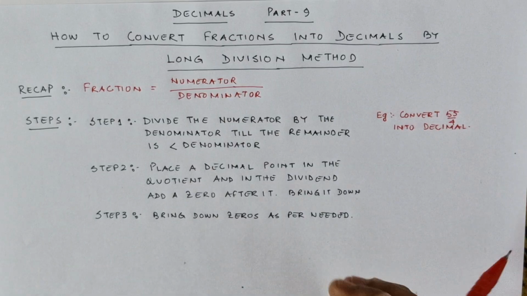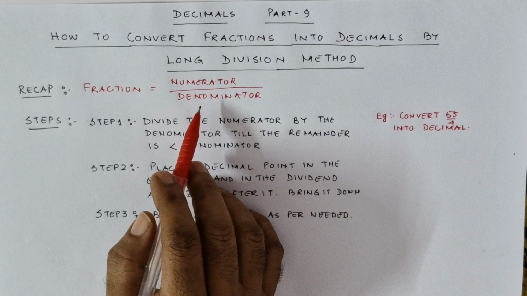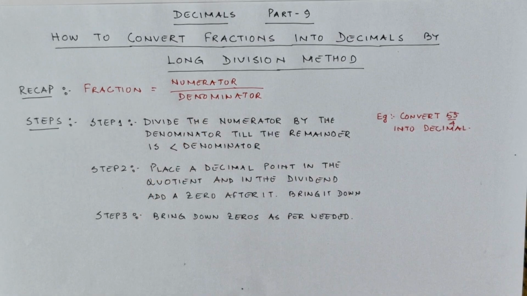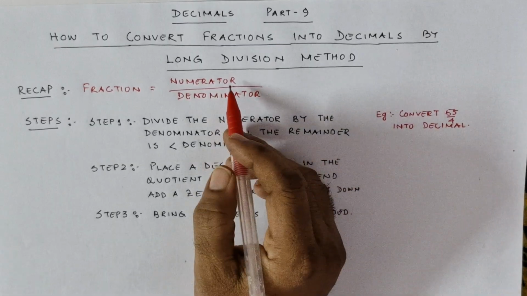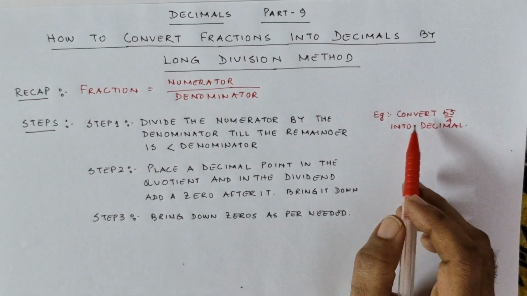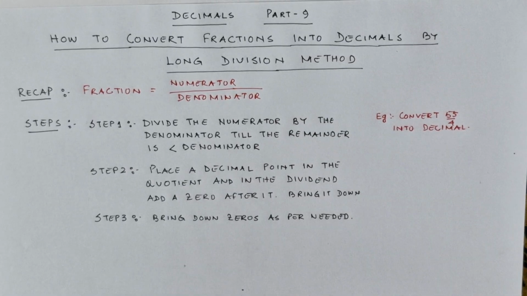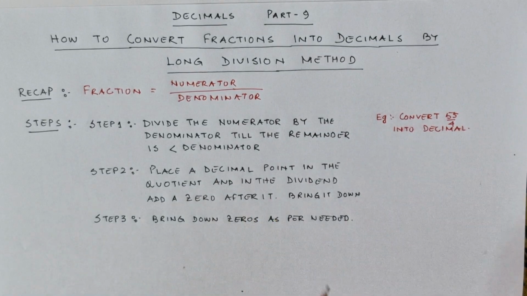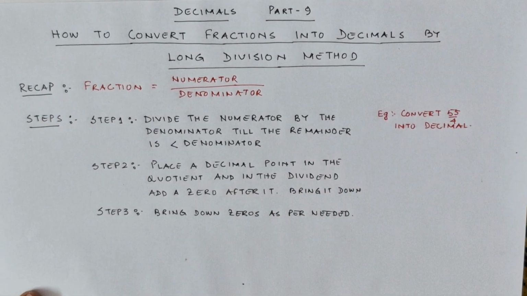It is an extended version of division. So fraction is equal to numerator divided by denominator, so we'll just do a simple division of numerator divided by the denominator. Let's take an example: convert 55 by 4 into decimal. Now students, pause the video and take a very close look at these steps.